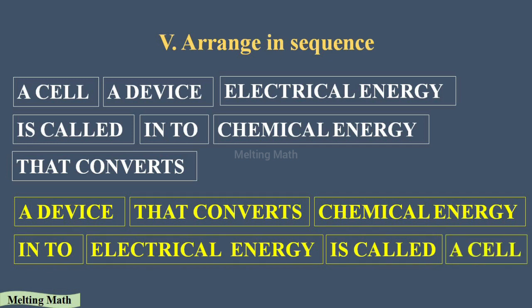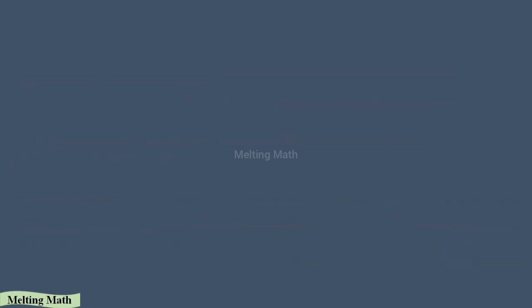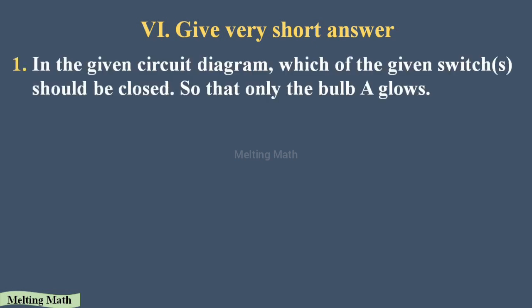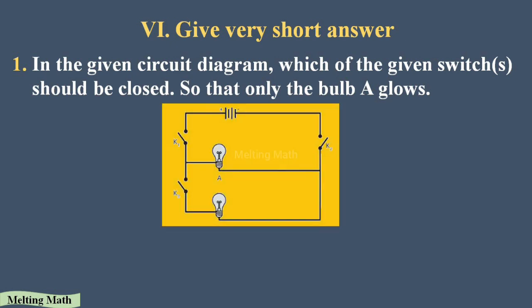Okay, so that's it. Let's see the sixth Roman letter. Give very short answer. First one, in the given circuit diagram, which of the given switches should be closed so that only the bulb A glows? So just observe this diagram. So we have to glow up the bulb A.